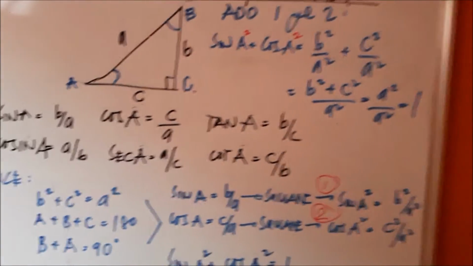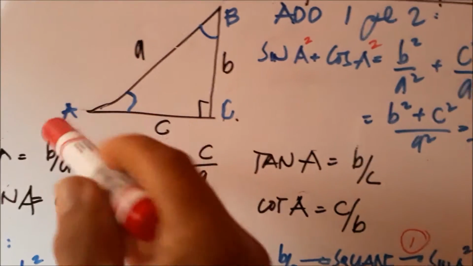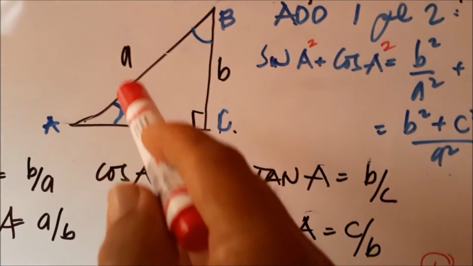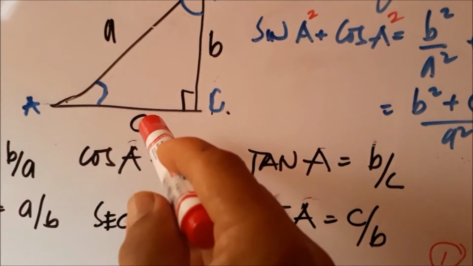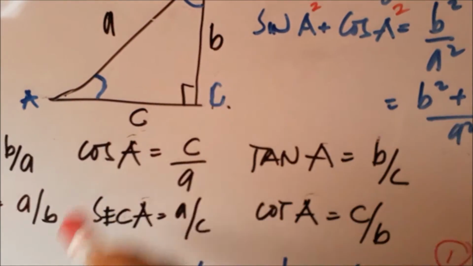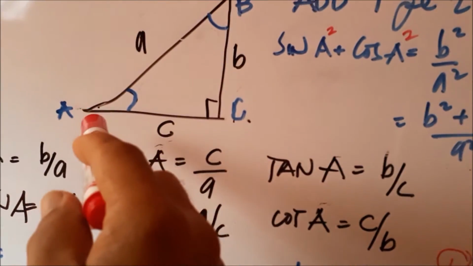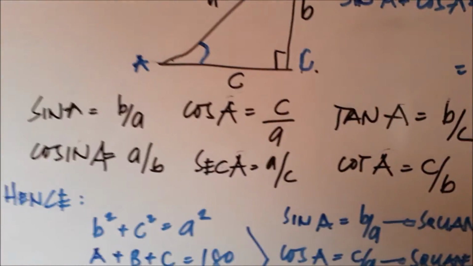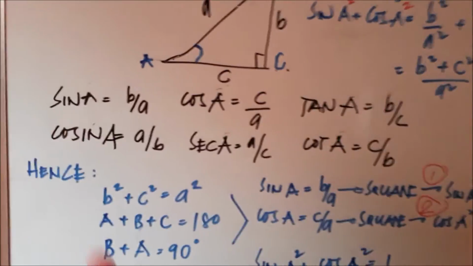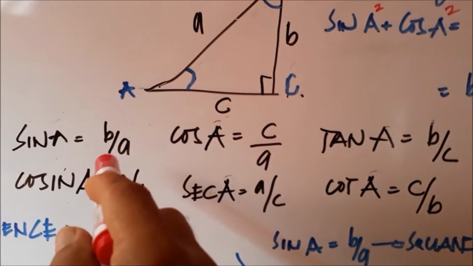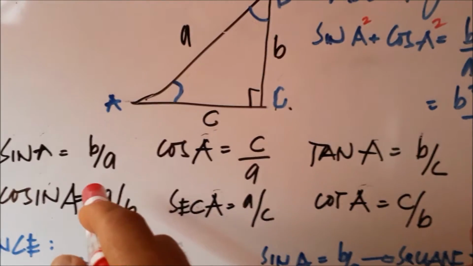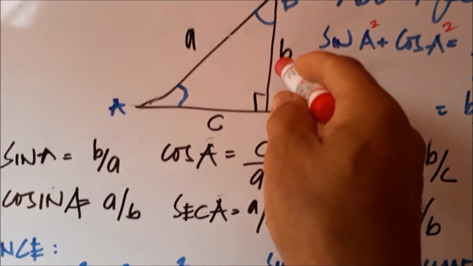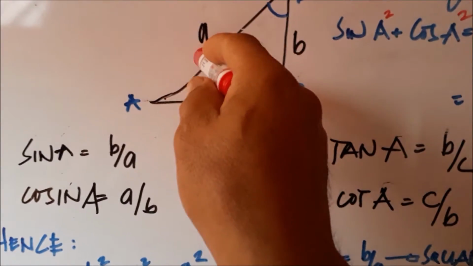In the presentation, we have here a triangle. We have the hypotenuse, the adjacent, and the opposite side. We have the angles A, B, and C. So what is sine A? Sine A is the opposite side over the hypotenuse.